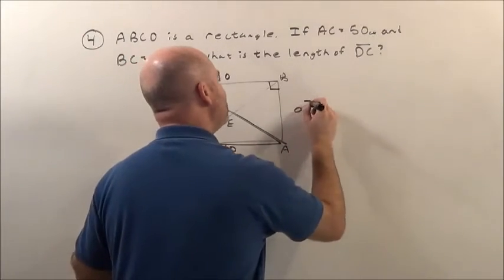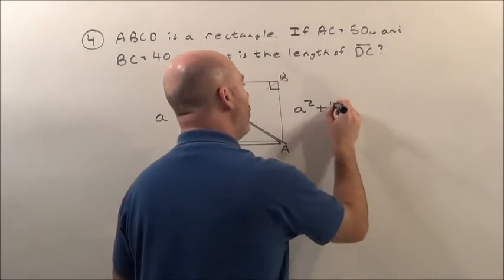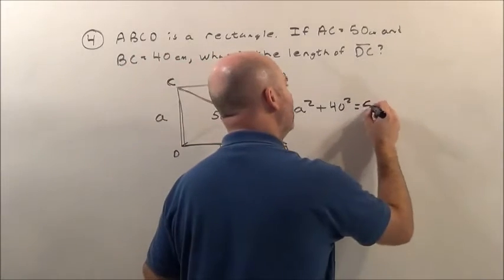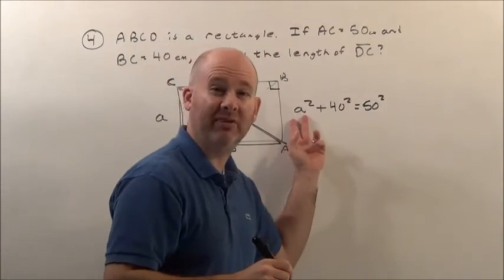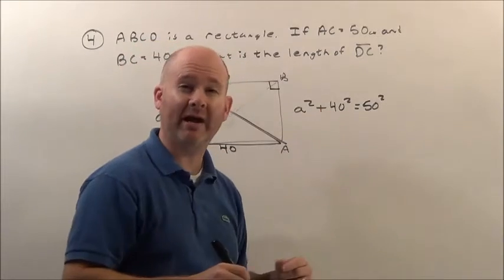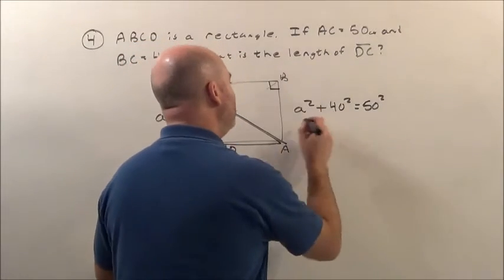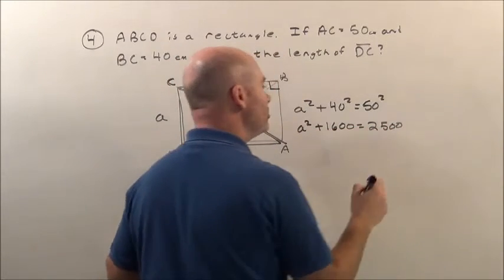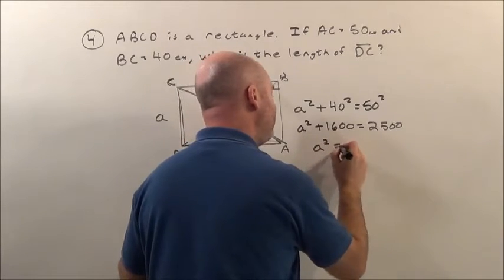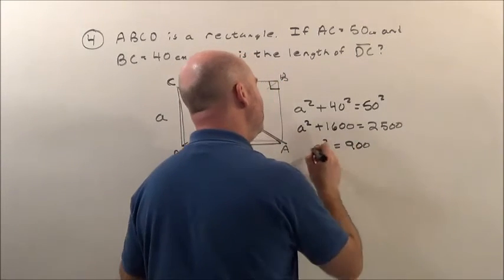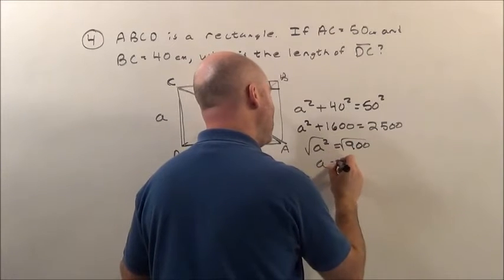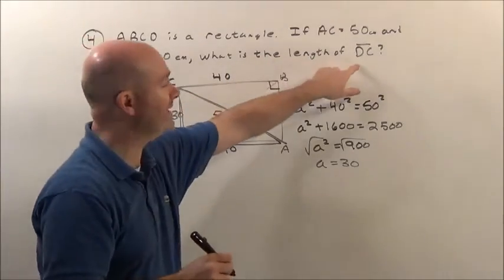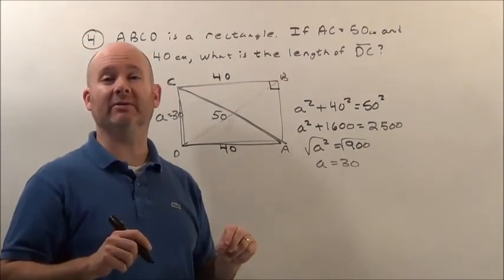So I know A squared plus this leg 40 squared equals the hypotenuse, which in this case is 50 squared. Now, I know that's going to be 30. I can see it right off because of the 3, 4, 5 triangle. But if you wanted to go through and do the math, you would see A squared plus 1600 is equal to 2500. Subtract your 1600 from both sides, you're going to get 900. And then take the square root, you're going to get A is exactly 30. That length, C to D, what it's asking for, is exactly 30 centimeters.